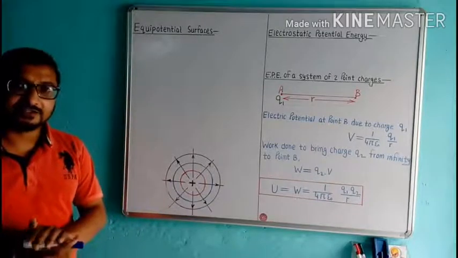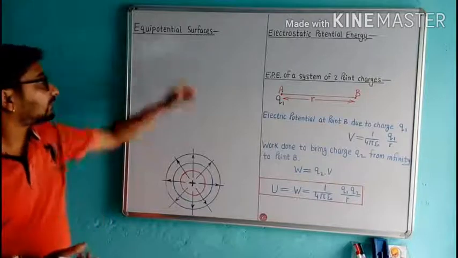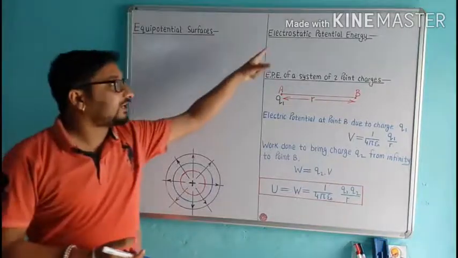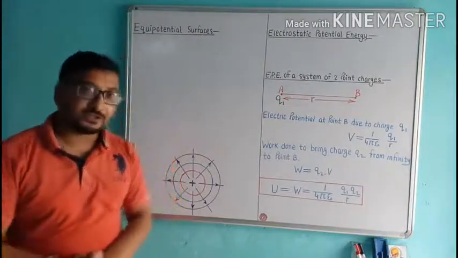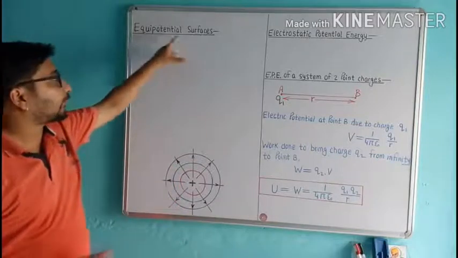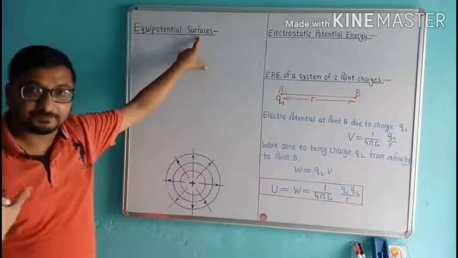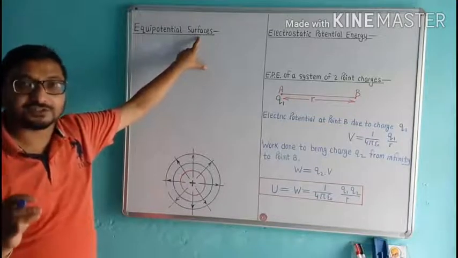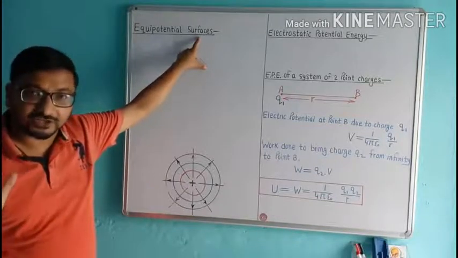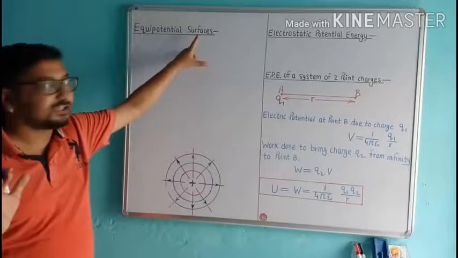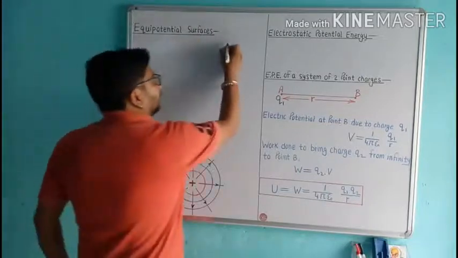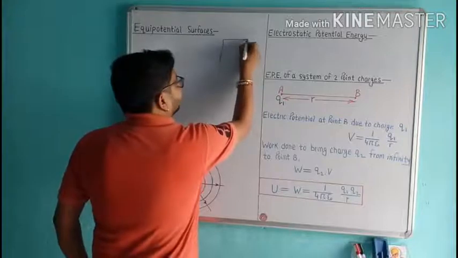Today we will discuss some important topics: equipotential surfaces and electrostatic potential energy. At first, equipotential surfaces. The surface drawn in the electric field in which all points are at the same potential is called an equipotential surface.